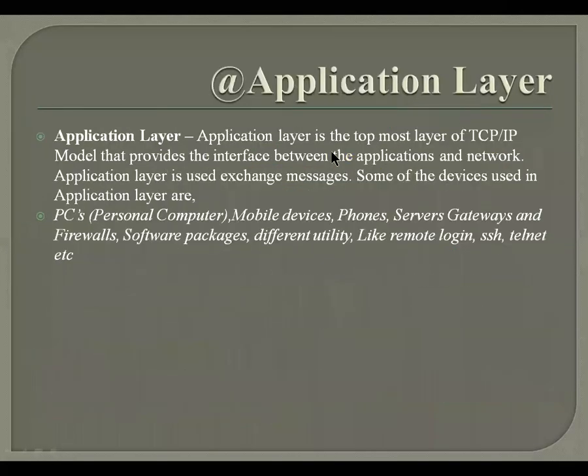And the last layer we have is the application layer. In the application layer, there are some utilities available. We know that at the application level, the user can sit. Let's say there is a computer with a browser. On the browser, we can search for something. That kind of application can be handled here. So the application layer is the topmost layer of the TCP/IP model that provides the interface between the application and the network. The application layer is used to exchange messages.